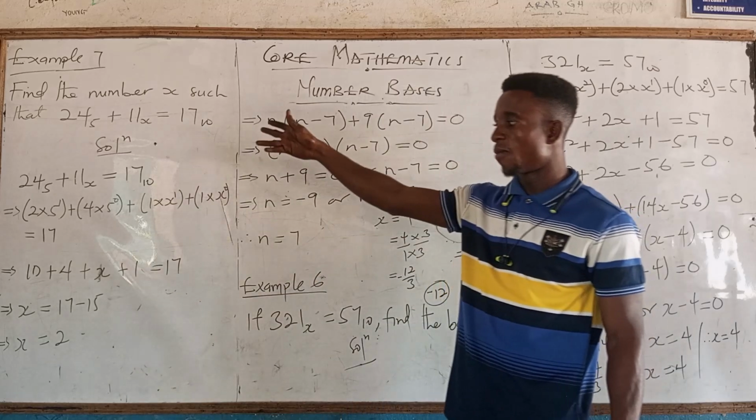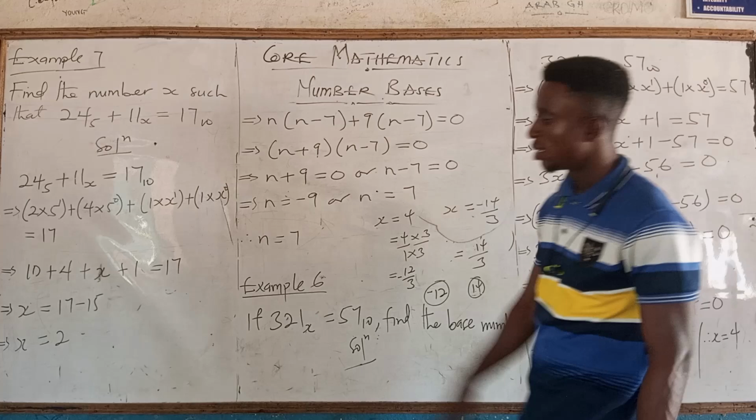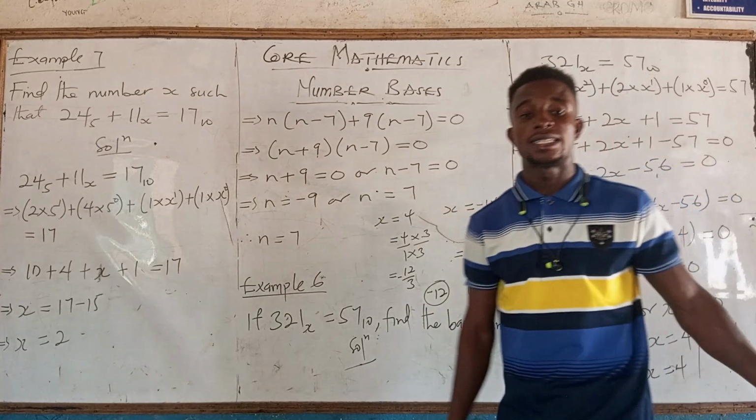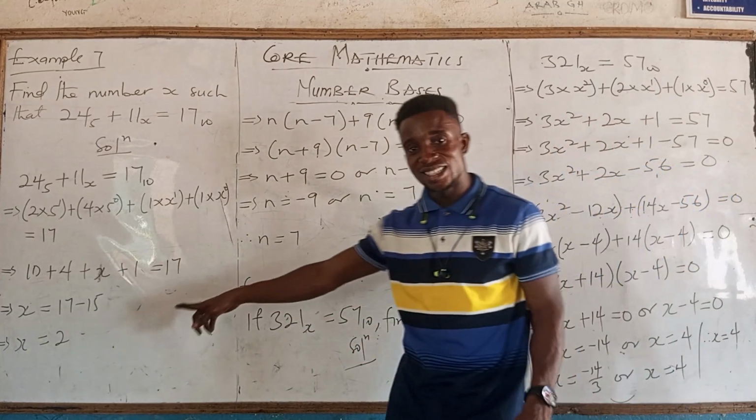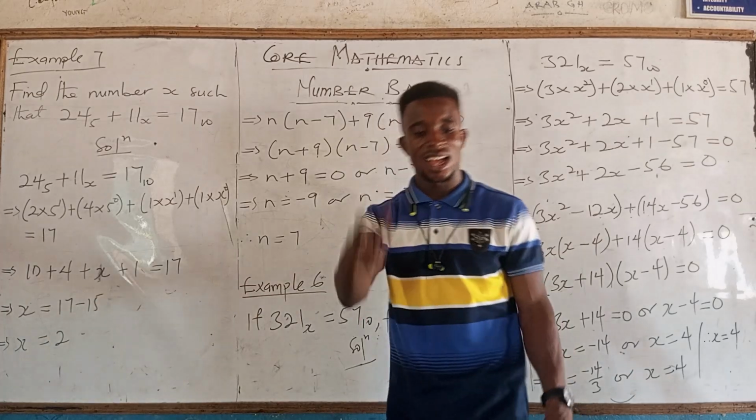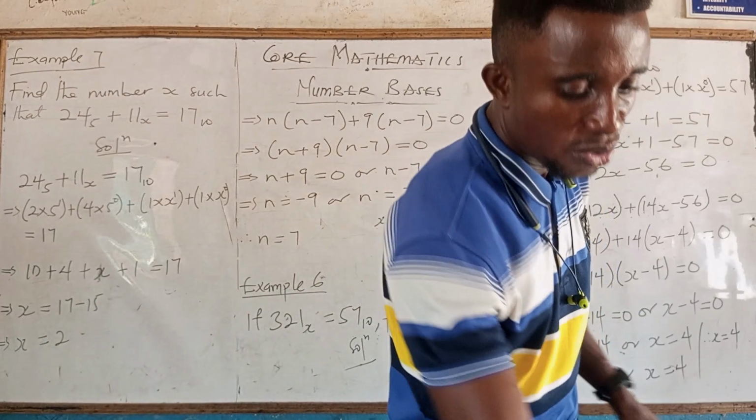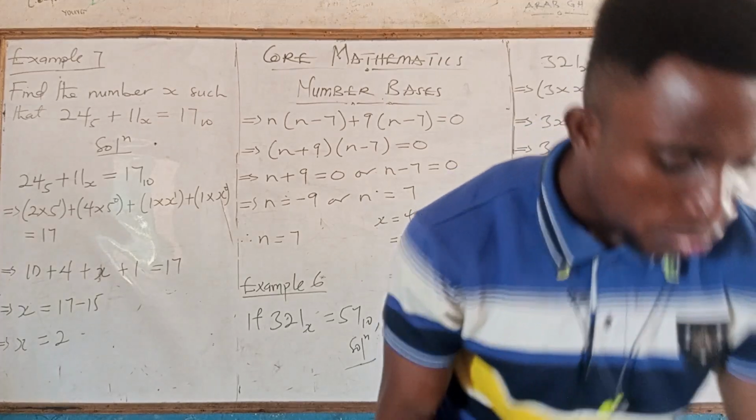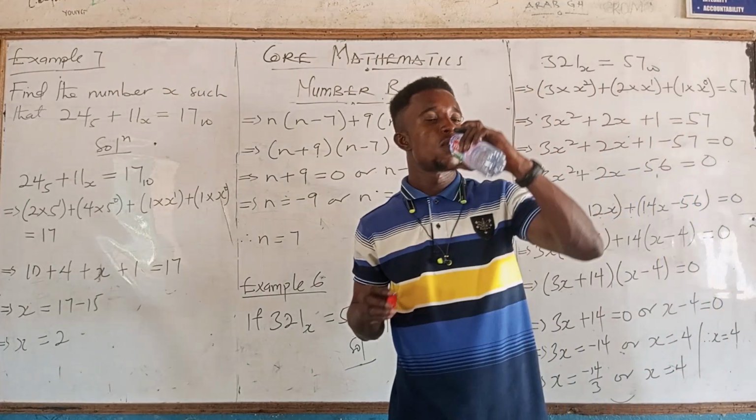So you can confirm that one. So that is the value for x. And I hope you're able to get this, right? Okay. I know you got that. So example number 8.